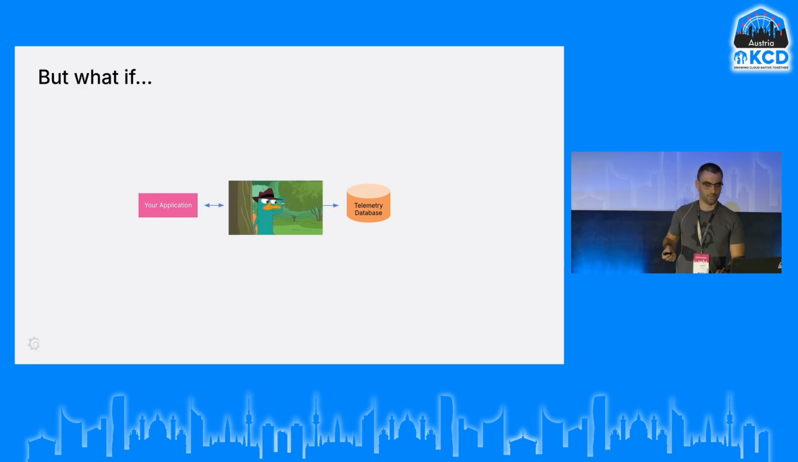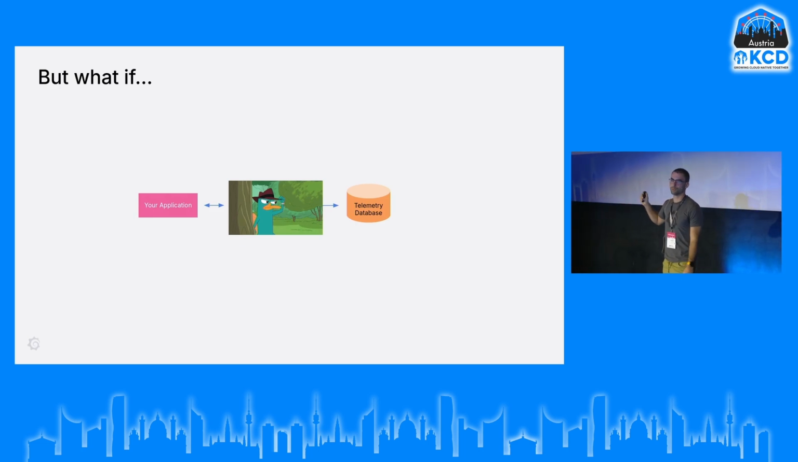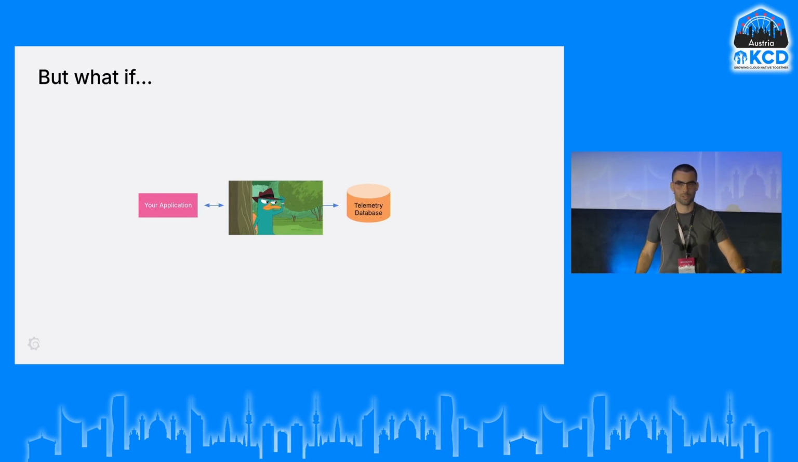But what if we put something in the middle here? If we put a secret agent in here, which talks to your application, which can either pull or receive pushes, and then sends it off to the telemetry database. Now, we don't have to imagine that.